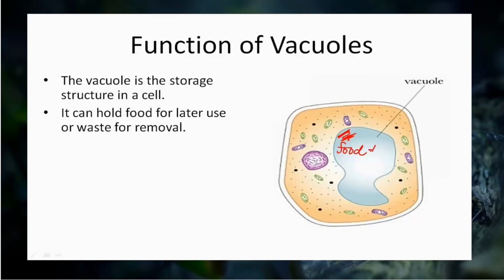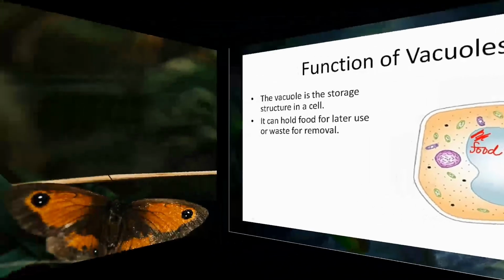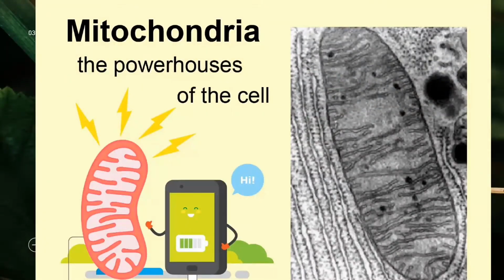So in both plant and animal, the vacuole functions as a storage of waste products for disposal. And the vacuole is a storage structure in the cell. It can hold food for later use or for waste removal. So that is the function of a vacuole, the food vacuole. Then we have the mitochondria.